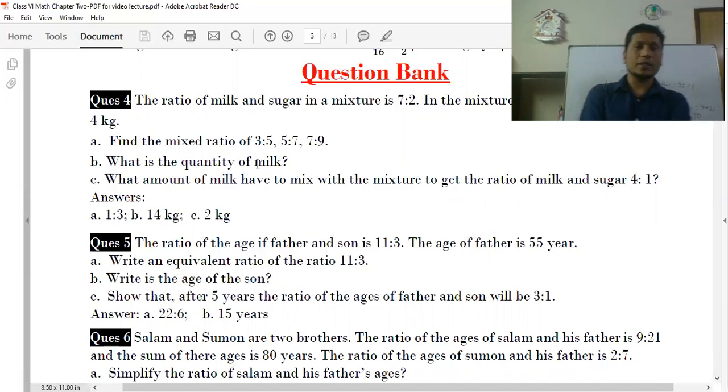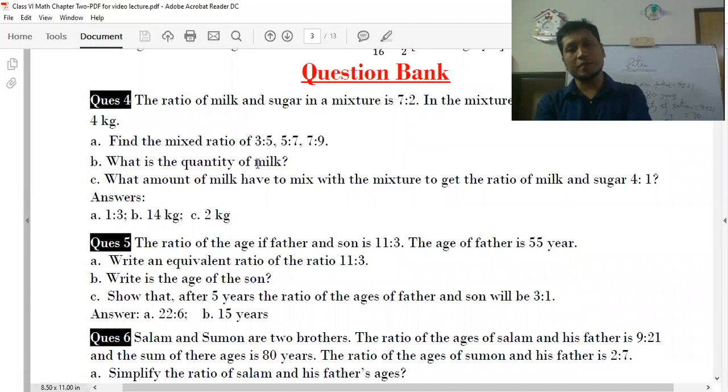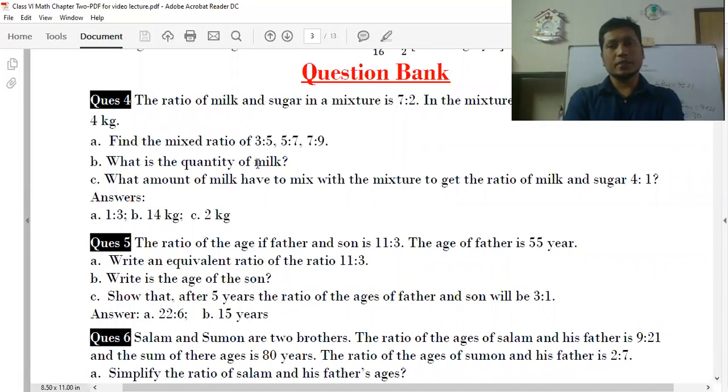Part B says, what is the quantity of milk? Very easy. You will find the sum of the quantity, that will be 9. So the quantity of milk will be 7/9 part. There 7/9 part will be the milk. So 7/9 part is equal to what kg? Because here the sugar is given 4 kg.